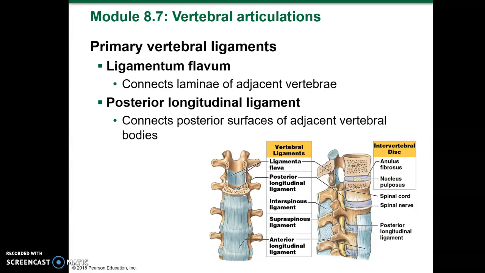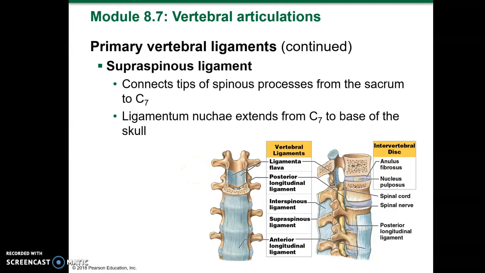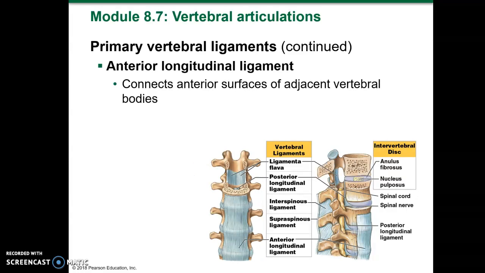The primary vertebral ligaments include the ligamentum flavum and the posterior longitudinal ligaments. I'm not requiring you to memorize these. There are lots of ligaments around the vertebrae. And the interspinous ligament. As you can imagine, we need a lot of support in the vertebrae. Supraspinous ligament. The anterior longitudinal ligament.